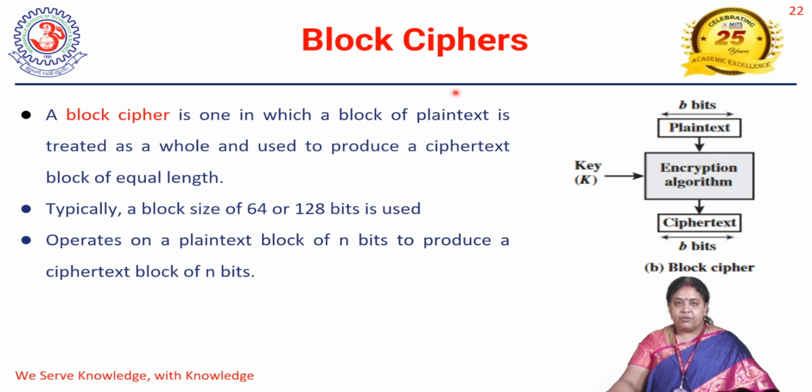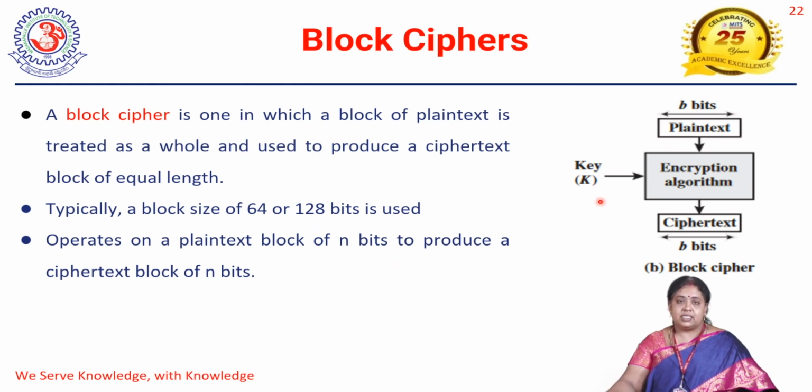In a stream cipher, the encryption and decryption algorithm is performed bit by bit or byte by byte. In a block cipher, we are going to consider the plain text as a block of bits. On the block of bits, we are going to apply the encryption algorithm or decryption algorithm. Generally, the block size will be 64 or 128 bits. So this is called a block cipher.